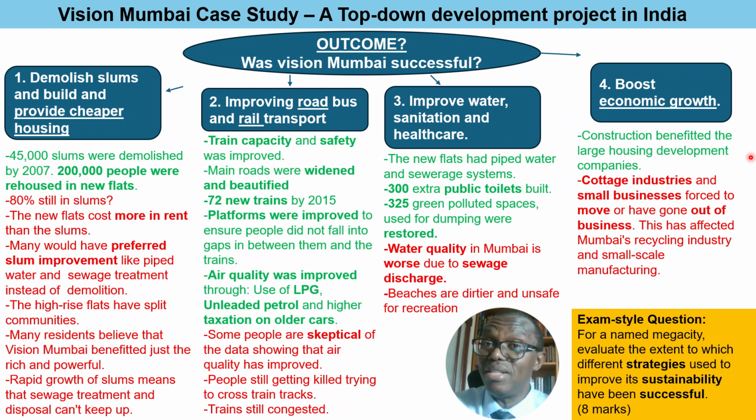New trains means that there's likely to be less congestion, and that was done by 2015, which is really good. And then most of the roads were widened and beautified. I think we talked about that before. Platforms were improved. We've talked about that. Air quality was also improved. So how was the air quality improved?